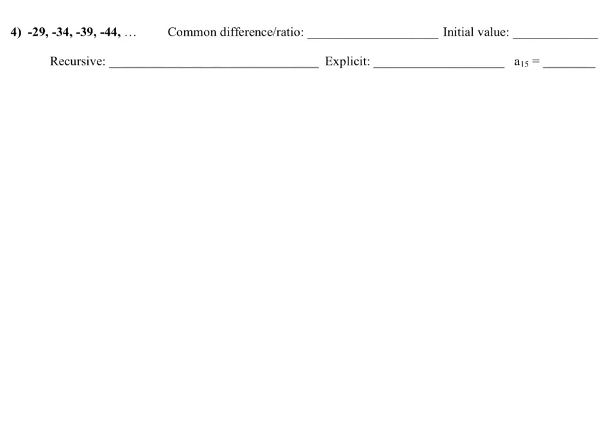On number 4 here, this one is also arithmetic because you're just subtracting 5 each time. Since you're subtracting 5 each time, your common difference is -5. The initial value is the first term in the sequence, which is -29. The recursive function for all arithmetic sequences is just a sub n equals a sub n minus 1, and then you add your common difference, which in this case, adding -5 is the same thing as subtracting 5, and then you say where to start your sequence, which is -29, just like that.